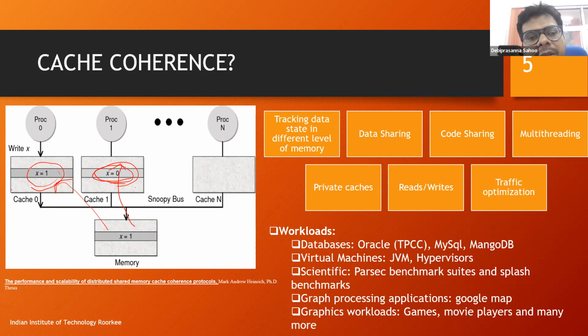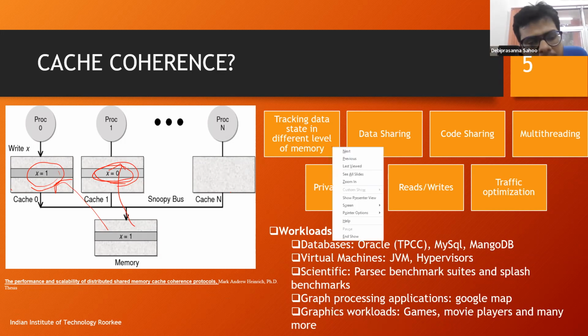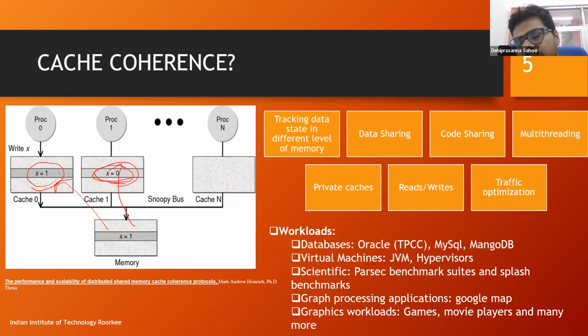Now there can be different kinds of reasons for a coherence scenario to come into play. The first thing is tracking of data state in different levels of memory. So that means that if you have an L1 cache or an L2 cache, what is the state of the data? Is it valid, invalid, or some other state? It might be in one state in L1 cache, in a different state in the next level, which might be the L2 cache, or in a different state in L3 cache. So we need a protocol which specifies which combination of states should be correct.